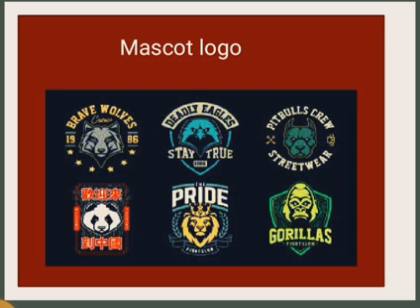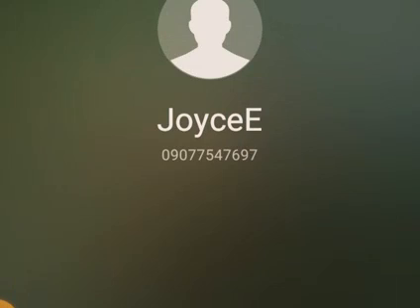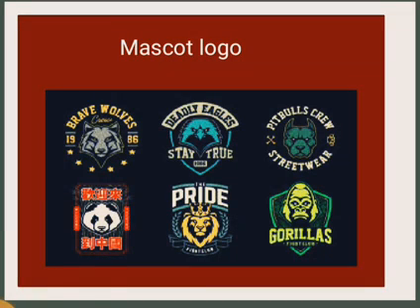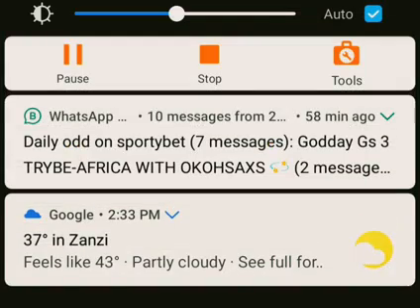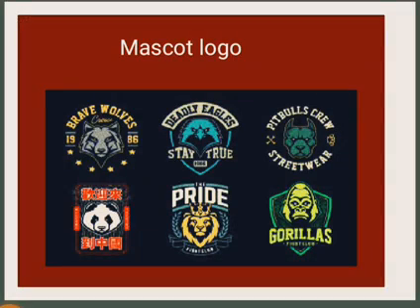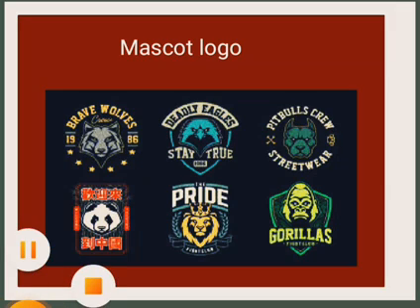And then we have a mascot logo, which is by using a cartoon or an animal image or picture to make your designs.